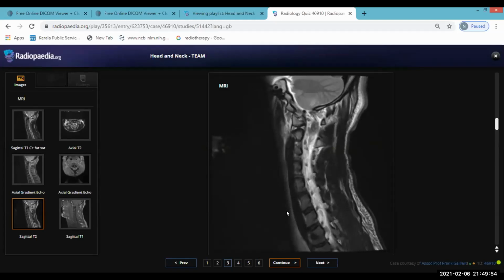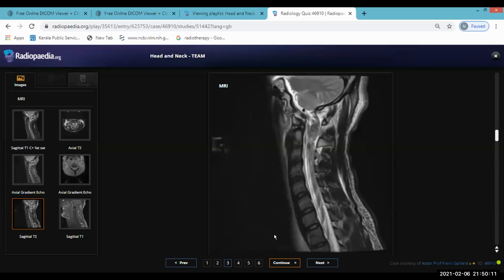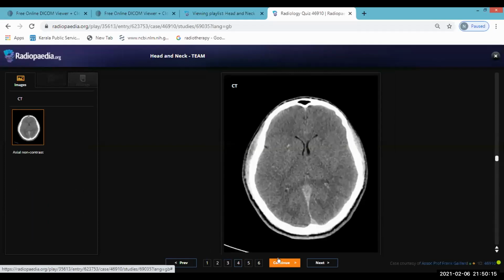So I'll urgently convey my findings to the referring clinician, and it needs urgent evaluation by the neurosurgical team. In the meanwhile, I'll give support to the patient by airway or by cervical collar if needed. The patient's GCS was still very poor and he had a head injury.